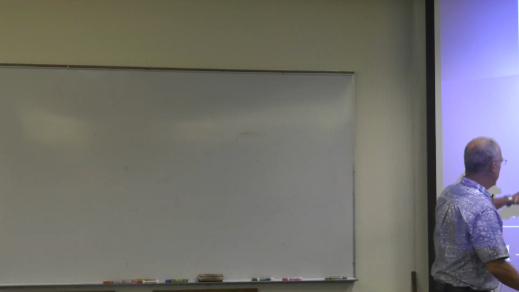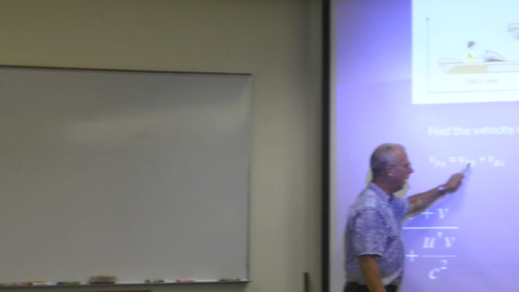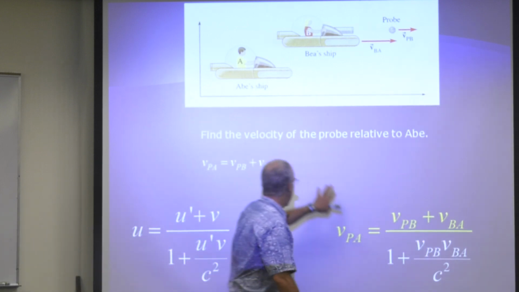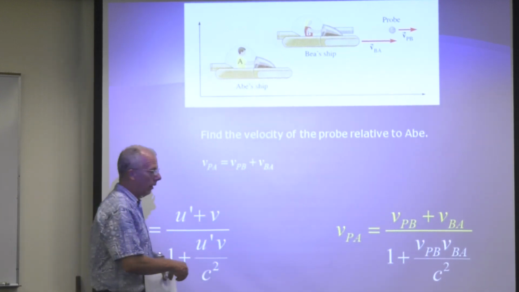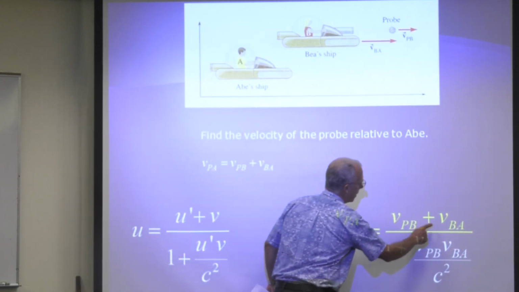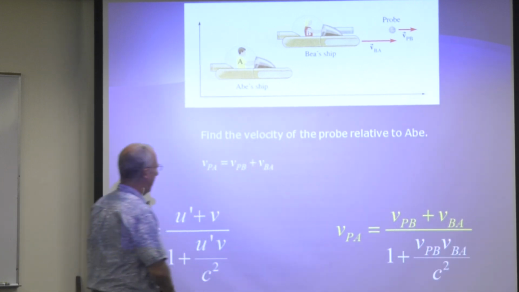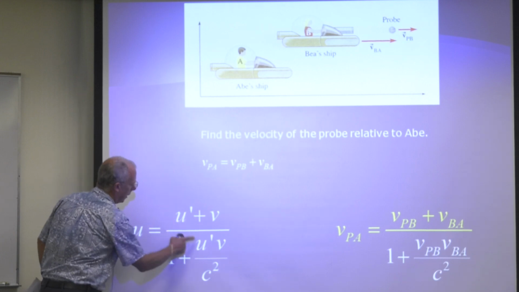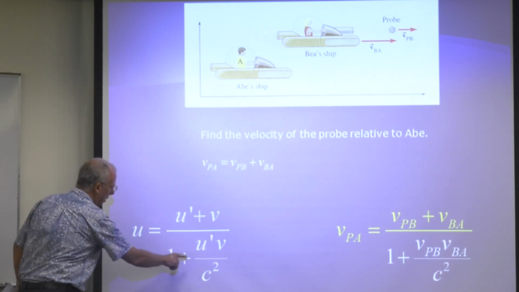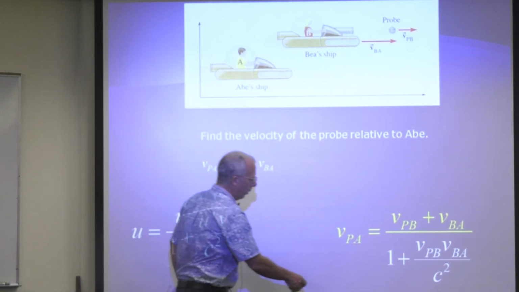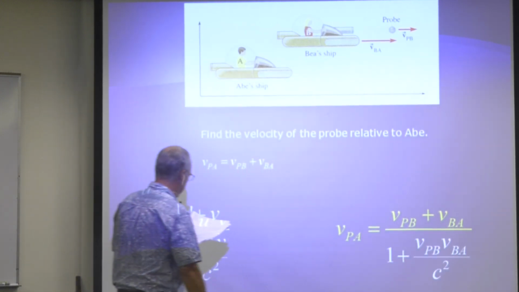Okay, so let's just do it. This is the classical formula that we learned in 105, but now we have the relativistic formula. The part in yellow is the same, but now we have that new denominator: 1 plus that times that over c squared. Isn't that great? The bottom is this times that over c squared plus 1. So it's just the classical formula with this new denominator.